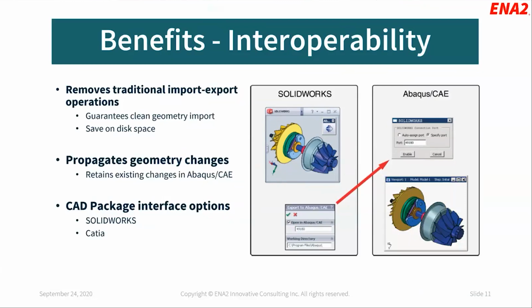So to prevent this, we have interoperability that directly connects Abaqus to a CAD package by means of the port numbers, as you can see in the picture on the right, and that removes the requirement of the geometry being saved on disk space for really large geometries, and you're guaranteed a clean import of the geometry along with its hierarchical structure. You can propagate geometry changes if you were to make them in the CAD package after you've imported the geometry into Abaqus, and this will not affect any of the existing changes that you have within Abaqus CAE. And lastly, we have a lot of interface options available with leading CAD packages, such as SolidWorks or CATIA, and if you prefer to do so, we can also have interfaces for third-party tools such as NX CAD.